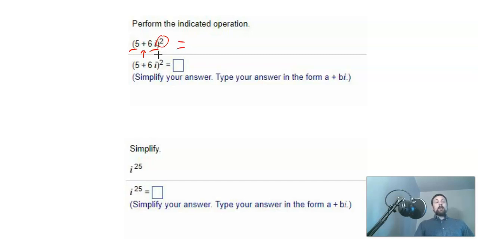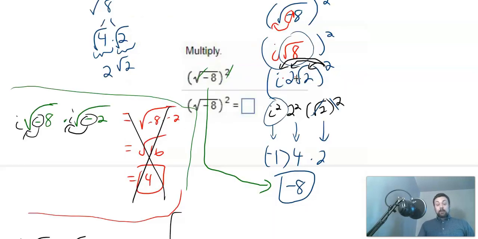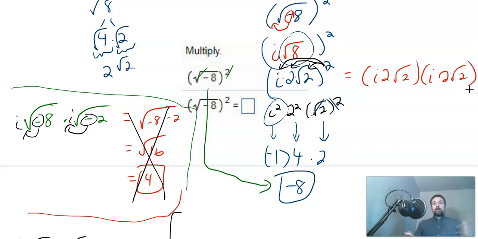So how do I simplify this? I just follow the definition of an exponent, which is to take the base and multiply it to itself twice. The base here is 5 plus 6i, and so I will multiply it to itself twice, which incidentally is always a safe path to take. We could have done that here. Or if I wasn't sure if I could distribute here, I could also have just written this as i square root of 2 multiplied to itself twice. And that would have been fine as well.